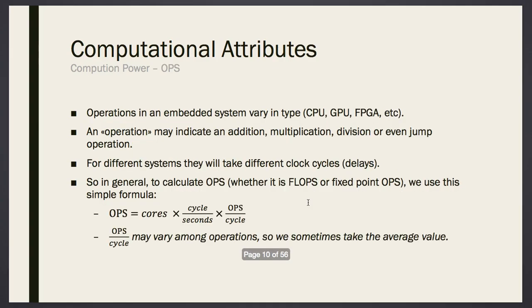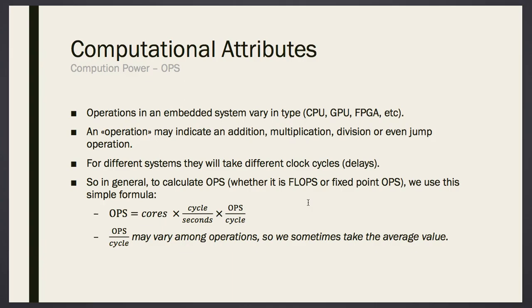Okay, so let's understand these OPS in more detail, guys. I told you, operations in an embedded system may vary in type: CPU, GPU, FPGA, we'll talk about them. Well, an operation may indicate addition, multiplication, division, or even jump, depending on your level of optimization of your code. For different systems, they will take different clock cycles. I mean, for a CPU, depending on the clock frequency, like if you're running at 3 gigahertz, it will depend on the clock cycle.